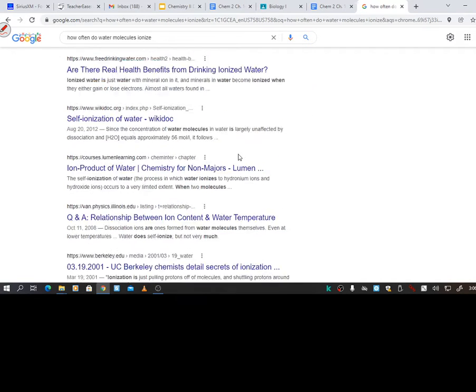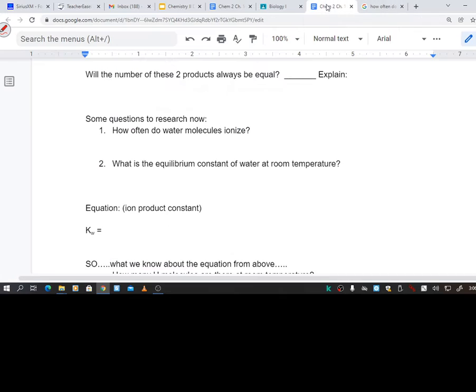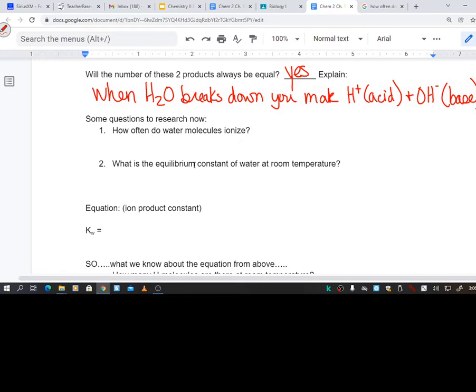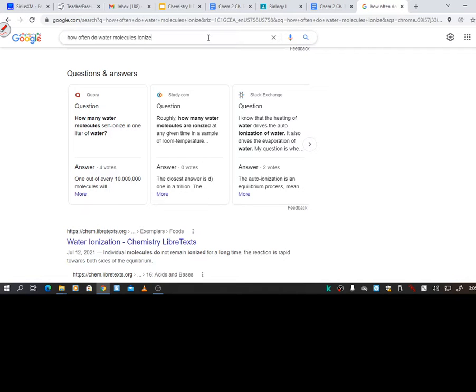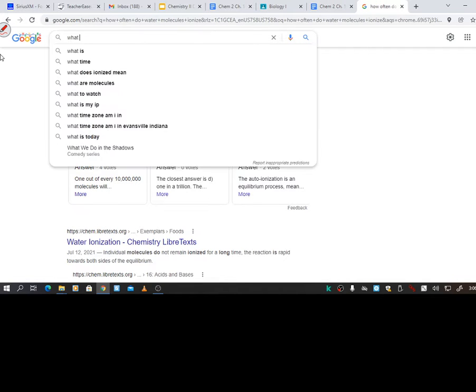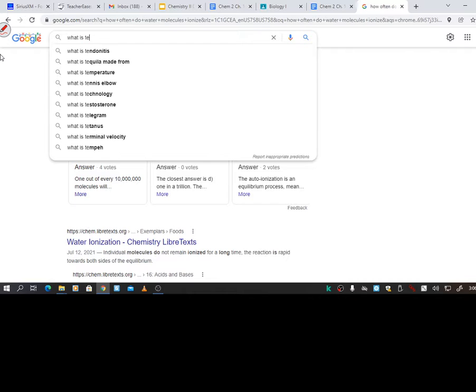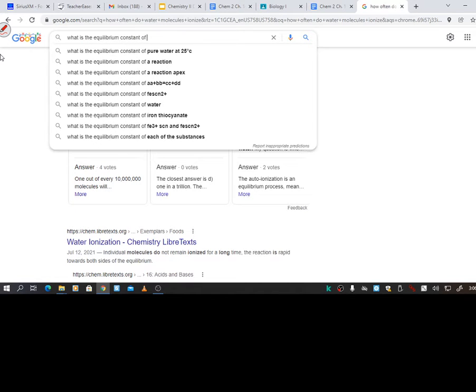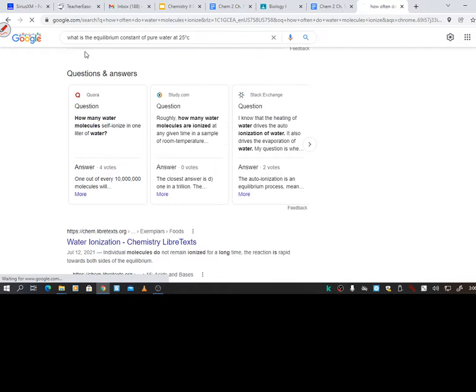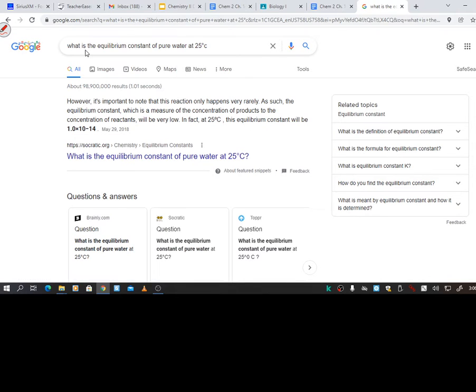I can't find it, but that was also another option I saw. All right, the second question: what is the equilibrium constant of water at room temperature? So, what is the equilibrium constant of pure water? Room temperature is about 25 degrees Celsius. It's about 77. It's a little bit warmer than room temperature maybe, but it's about 77 degrees Fahrenheit.